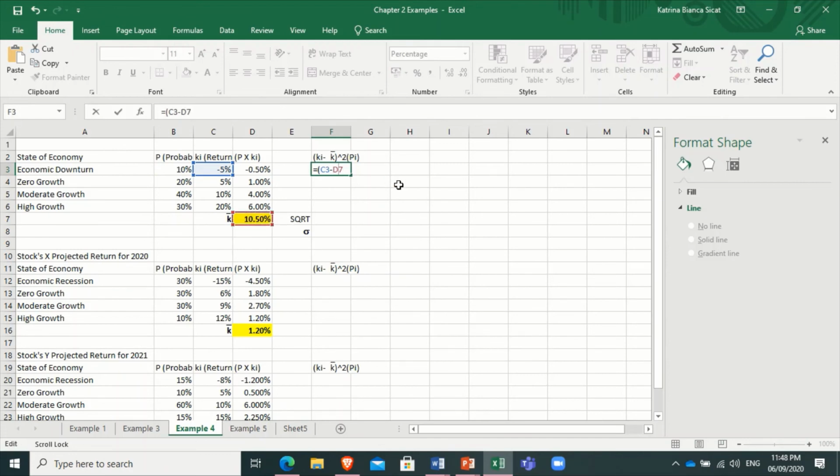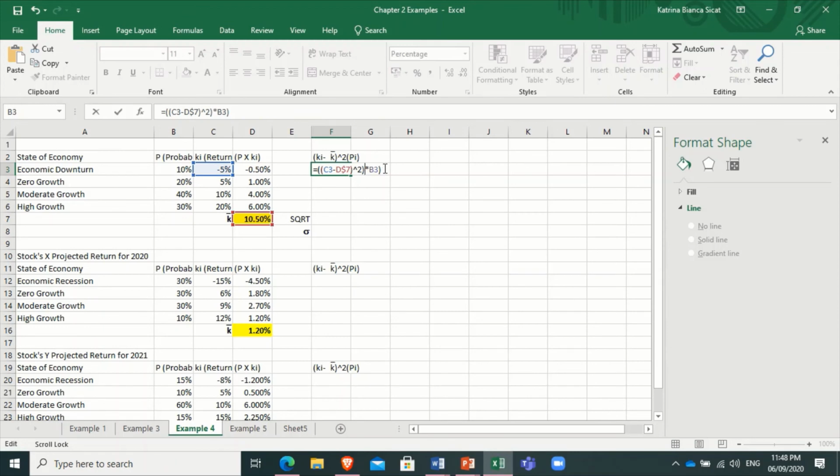Okay. So, dito sa Excel, para hindi nagmo-move yung ating cell na pinagkokopyahan, we simply put the dollar sign. So, hindi na siya gagalaw dyan sa 10.5 kahit drag pa natin yung pababa. And then, square natin siya using this symbol. Okay, number 6 po yan sa inyong keypad. Raised to 2. Okay, doblehin lang natin yung ating parenthesis para hindi magkamali yung ating formula. And then, multiplied by the probability, which is 10%.